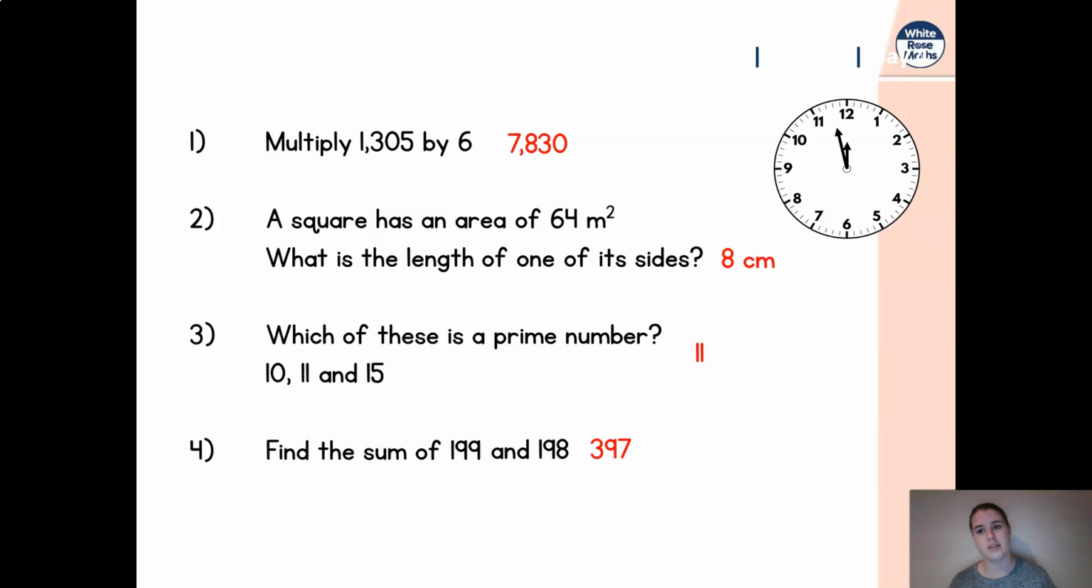Now, if you have managed to have a look at my time on my clock, it is coming up to 2 minutes to 12. So therefore it would be 11:58. If it was 24-hour clock and it was in the evening, it would be 23:58. So well done if you had a go at the time questions as well.